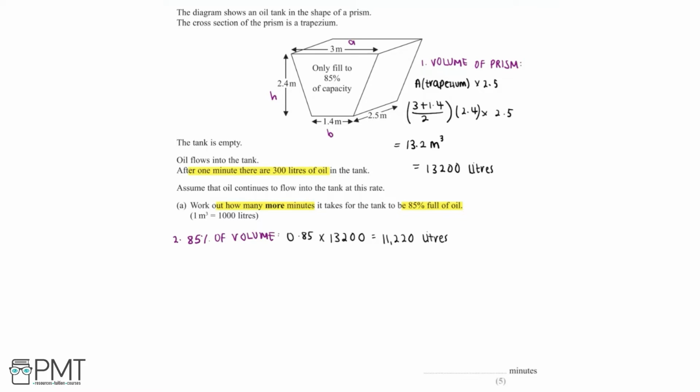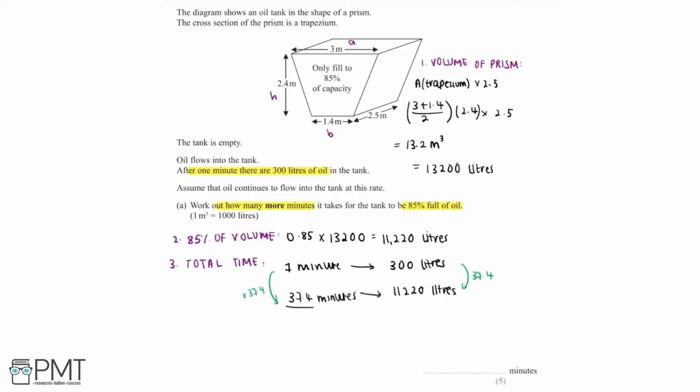Now the next thing that we can do is to find the total time taken for the tank to be 85% full of oil. So if we're told that it takes 1 minute to fill 300 litres, we want to know how long it will take to fill 11,220 litres. Now to get from 300 to 11,220, we multiply by 37.4. Now doing the same thing to the other side, 1 minute multiplied by 37.4 is equal to 37.4 minutes.